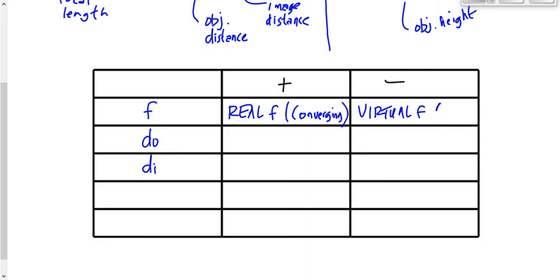If it's a diverging mirror, then you have a negative focal point, negative focal length. Rays come together at the focal point, positive. If they diverge away from that, then it's going to be negative. Do is positive if you have a real object, and it's negative if you have a virtual object.